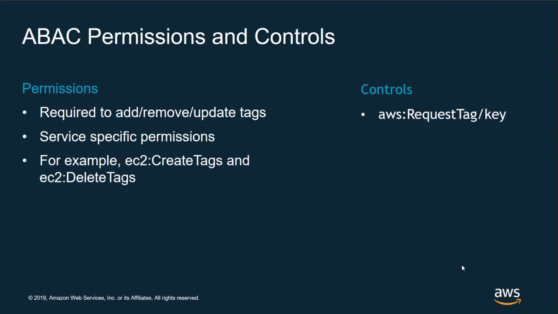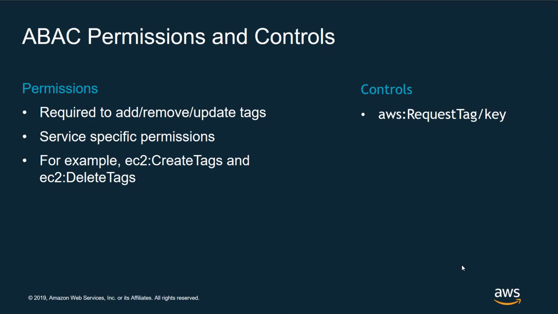The first control that I'm going to talk about today is the AWS request tag key. Now, this is a global condition key which you add in the condition block of a permission policy. And one classic example or use case of this key is, say, if you want to require tags for a certain action. A few minutes ago, I said you definitely want to require tags when you create a new resource. This is where you can use the AWS request tag.